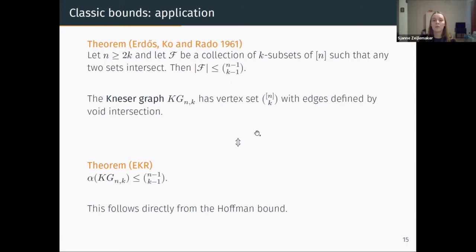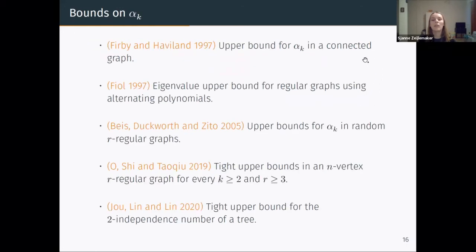So even these simple versions already have many applications, but then it's also been generalized in many ways to the k-independence number. So I listed several results here. I'm not going to go through all of them, but an important one for us here is this one by Abiad et al. So this was the first eigenvalue upper bound on this k-independence number. And you also see some results here for more specific types of graphs. So for example, a tight upper bound for the two-independence number of a tree. But today in this talk, we're more going to consider the general case. So we don't want to put too many restrictions on our graphs.